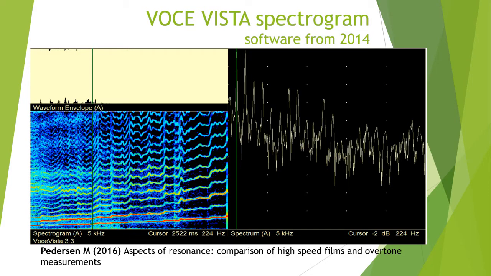In our work with formant analysis, we used the program Vocevista. We later compared the results with newer software and found them to correspond. The Vocevista spectrogram, as shown here, could at the time only record up to 5000 Hz.